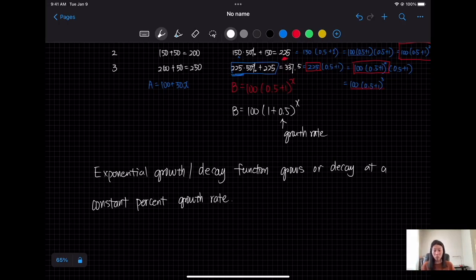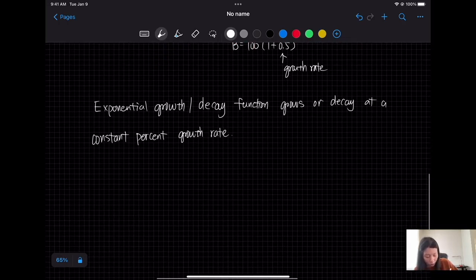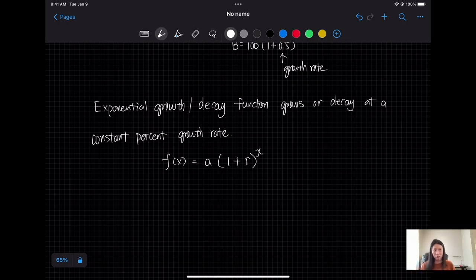Okay, so the equation can be written in the form f(x) = a times (1 + r)^x. Our variable x is going to be on the top. Or sometimes you will see f(x) = a times b^x, the base, to the x, where we write b = 1 + r. Okay, so how do we read this function?